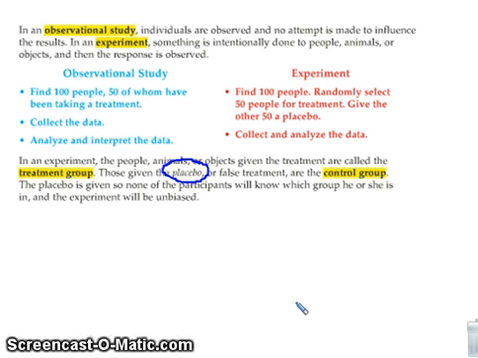You need to write these 2 terms down. In fact, there are going to be 5 terms on this slide that you need to write down. The first one is an observational study. In an observational study, individuals are observed and no attempt is made to influence the results. You need to write that down. An experiment: something is intentionally done to people, animals, or objects, and then the response is observed. Both of those sentences are important. You need to understand the difference between an observational study and an experiment.